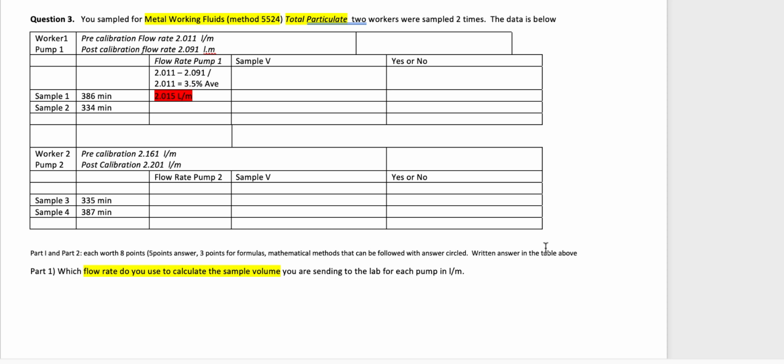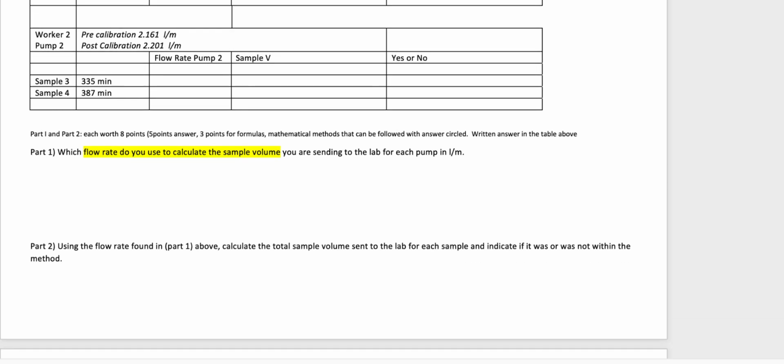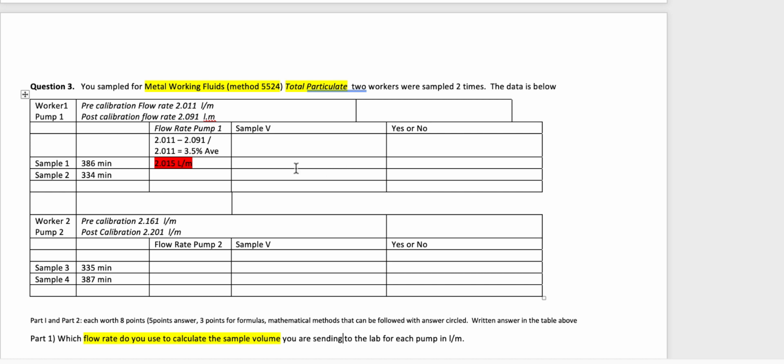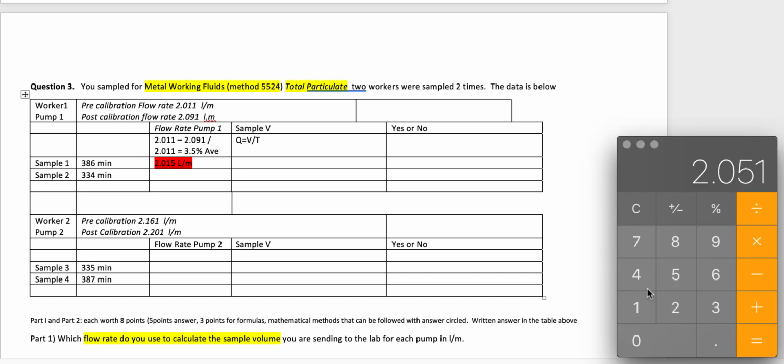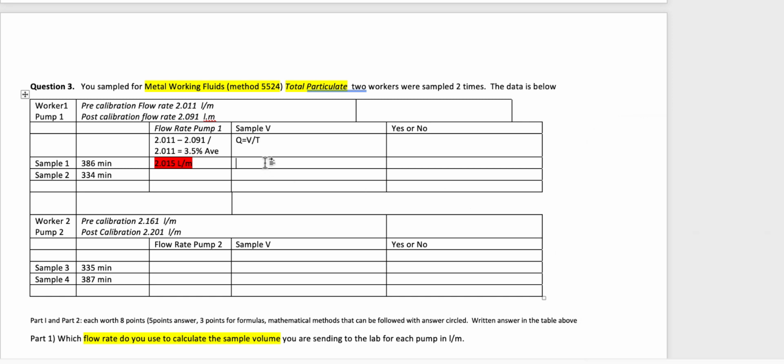Now the second question, using the flow rate found in part 1, calculate the total sample volume sent to the lab and indicate whether each is within the method. Well, so we're going to use, again, our same formula, Q equals V over T, and I have my flow rate now, and I'm going to multiply it by my time, 386 minutes, which would give me a V of 791.68.